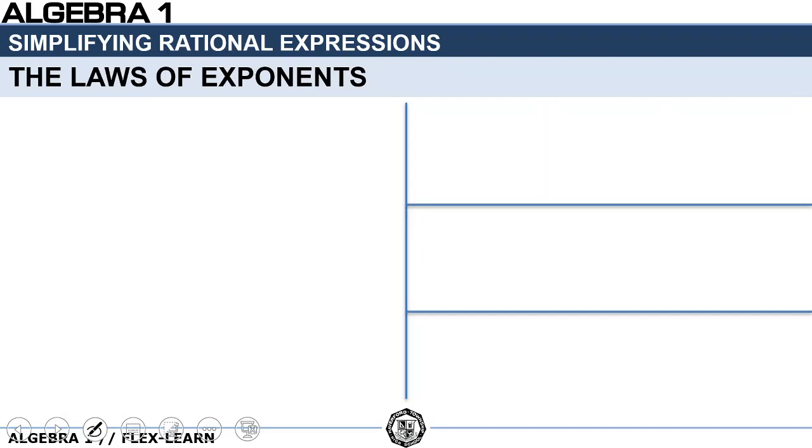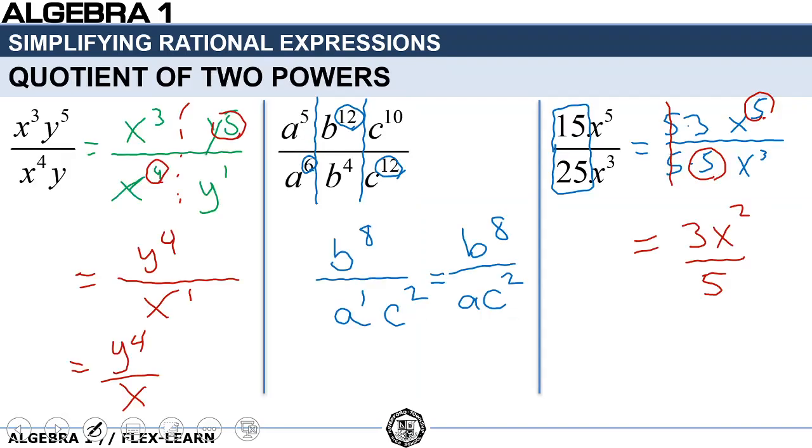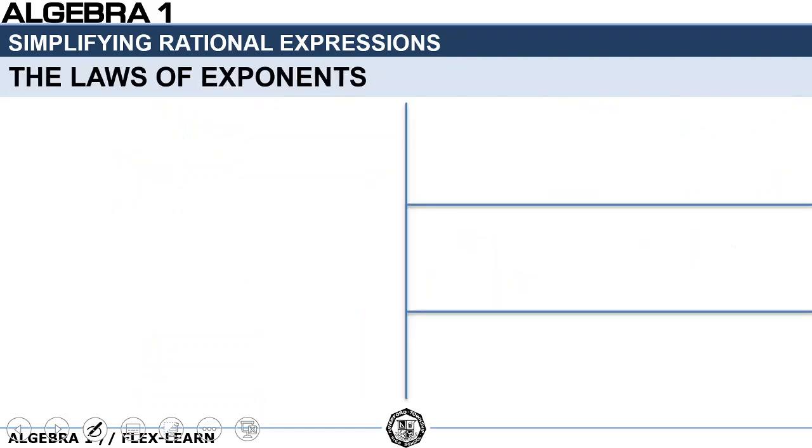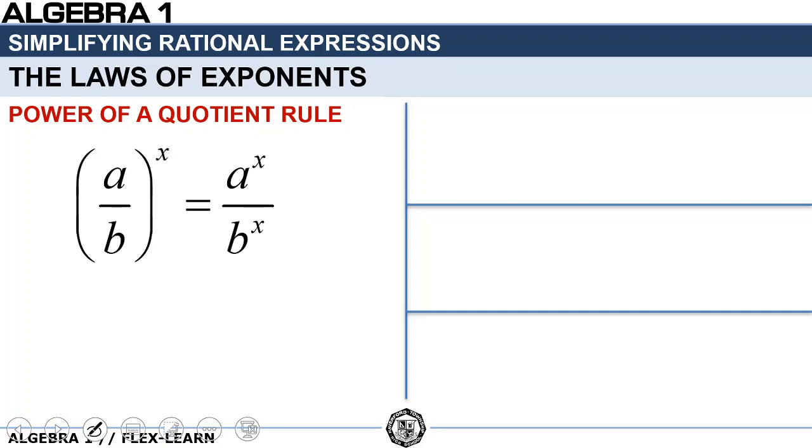The second rule we're going to look at today is, going back to recap, the quotient of two powers. The second rule we're going to look at is the power of a quotient. This rule is a little quicker, and it's kind of like the power of a product rule from yesterday. The power of a quotient works like this: if I have a divided by b to the x power, that's the same thing as simply raising the exponent to each side of the fraction. So you end up getting a to the x divided by b to the x.